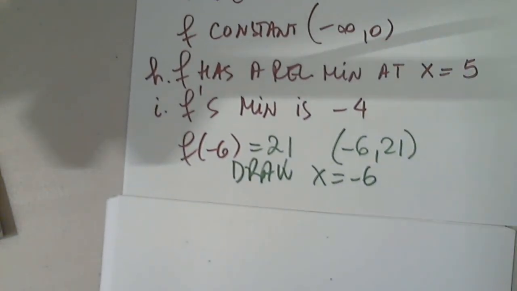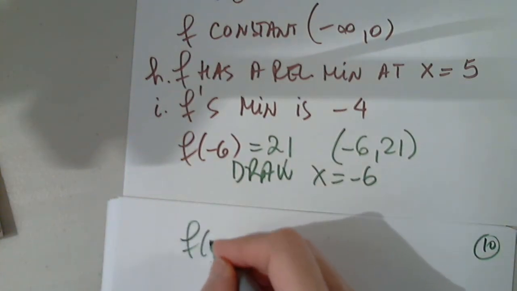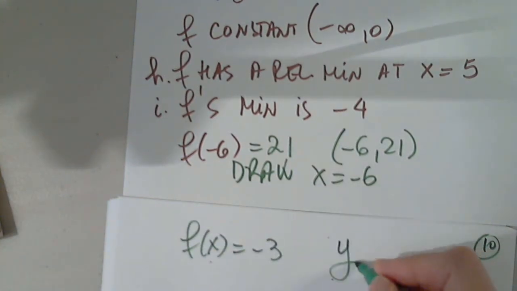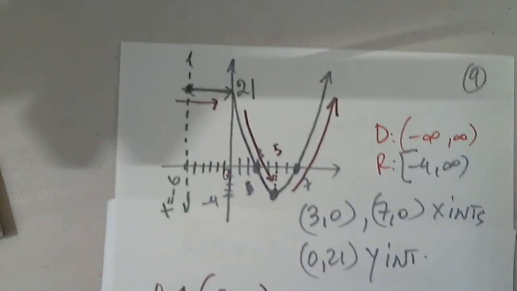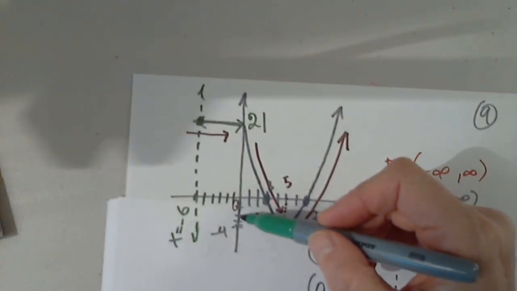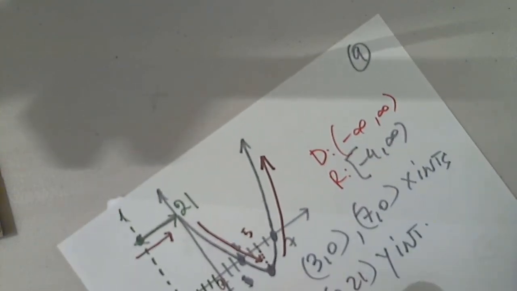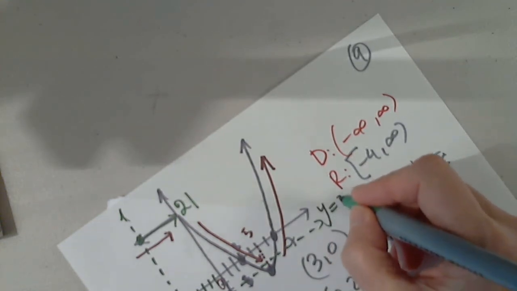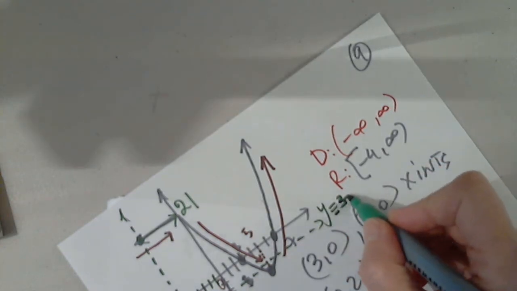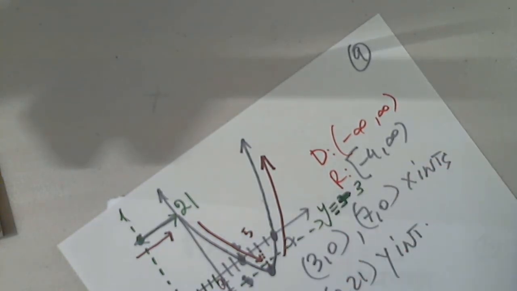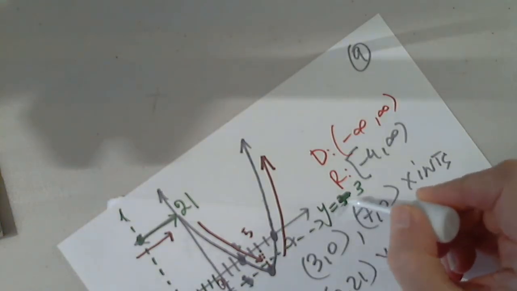The values of x for which f of x equals -3. Any questions so far? So f of x equals -3 really means y equals -3, which is the altitude. So, -3. 1, 2, 3. I don't want to get to 4. So I will draw, or imagine I draw, a horizontal line y equals -3. Sorry, let me write it again. So y equals -3. I see it crosses the graph in 2 points.